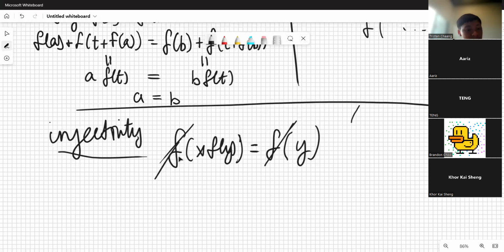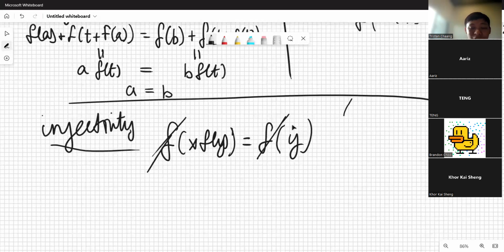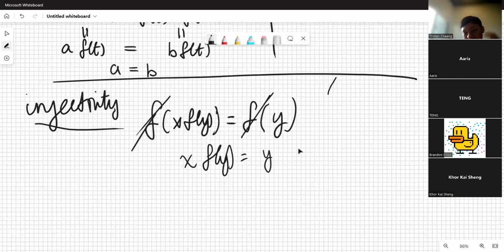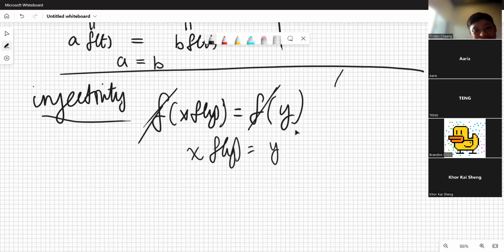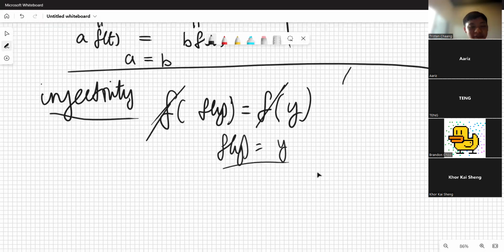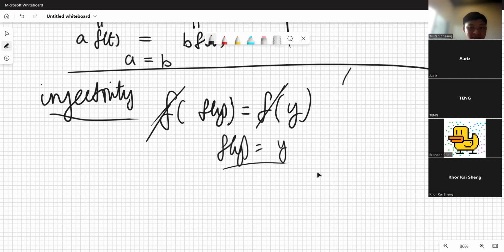That is what many people get mistaken about. They just cross out f without proving f is injective. You can only cross out f if f is injective. So if you cross that out, we get x f(y) equals y. And of course, this doesn't hold for any function. There's no such function that allows this to be true. But let's say you have, I don't know, let's say f(y). Then you can get f(y) equals y. So injectivity, the use is that you can cross out f's.